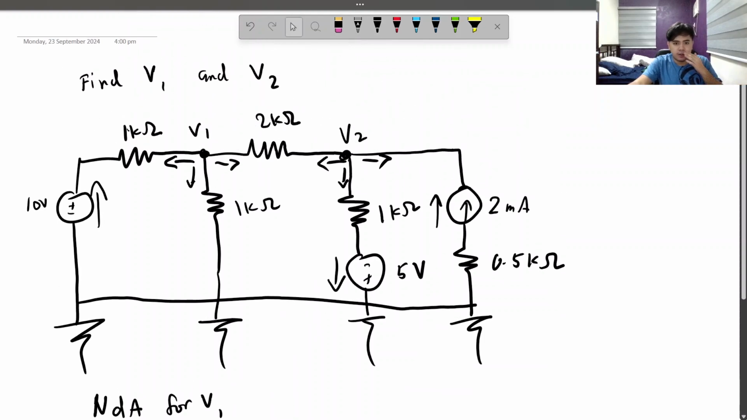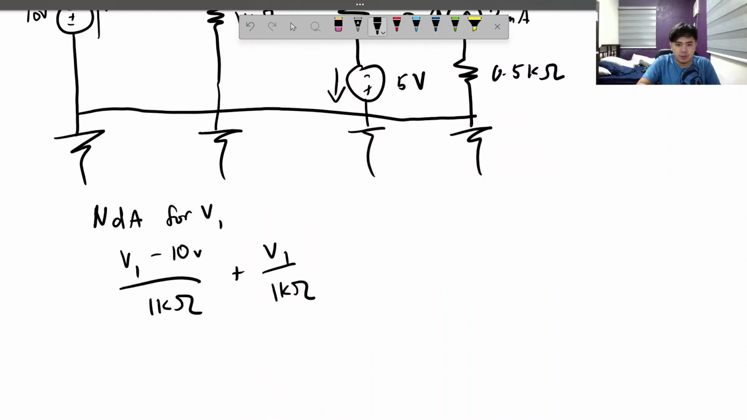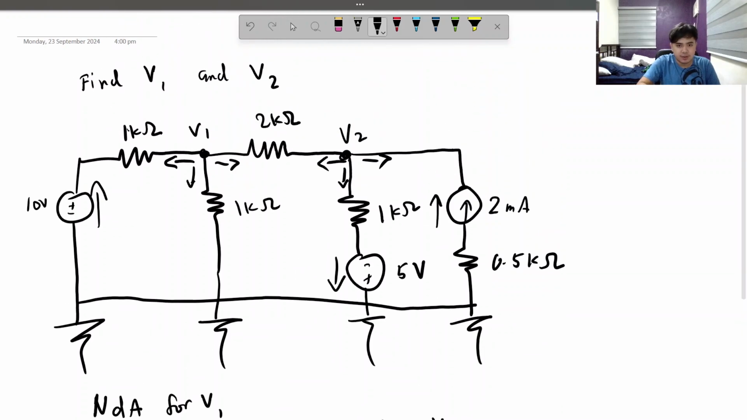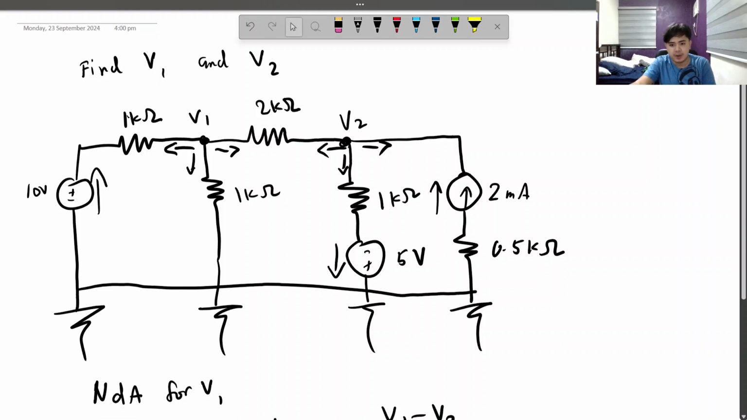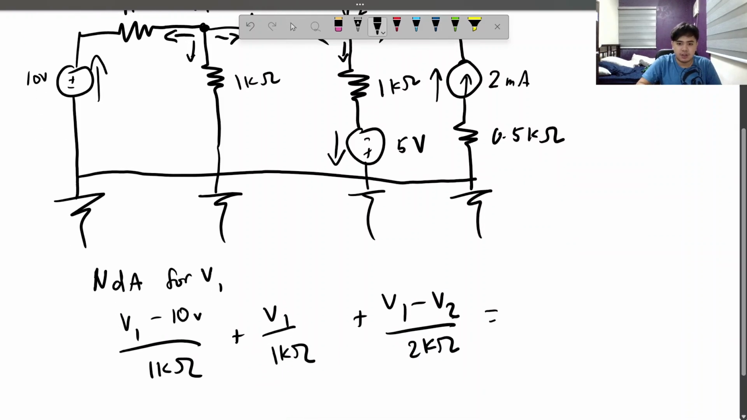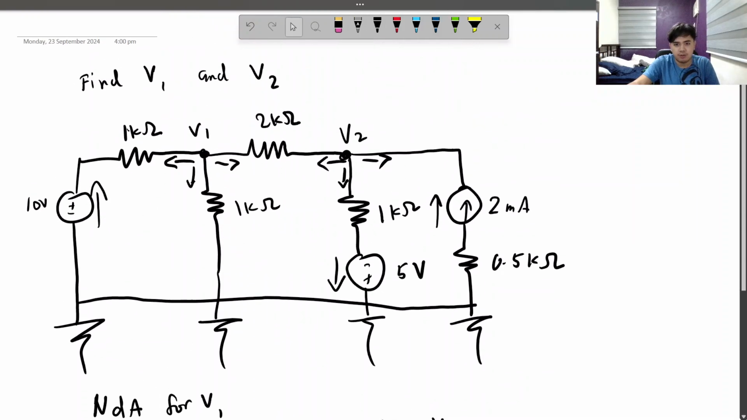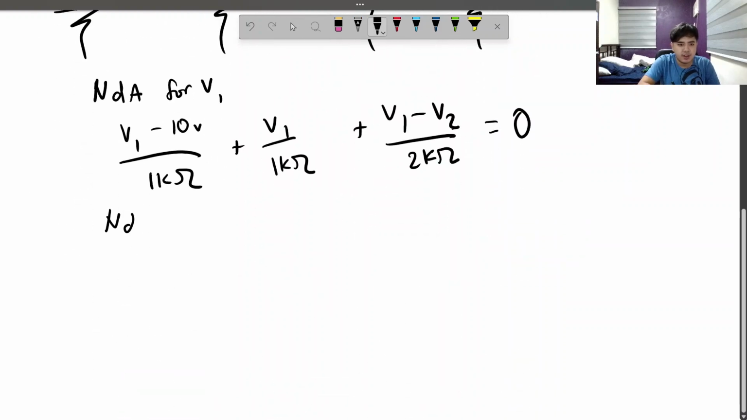And for the third one, what is affecting this 2 kilo ohm resistor? V1 and V2, but opposite. So we do V1 minus V2 over 2 kilo ohms right here. I hope you understand that V2 is opposite of this, since it is going in the other direction as V1. And this should be equal to 0 due to Kirchhoff's current law. Now, there are two variables here, so we need two equations. This is not enough. We need to do nodal analysis for V2.